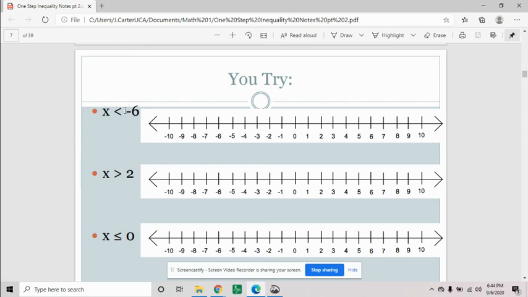So these problems right here, I screenshot for you and attached. So you'll just plot these right here. Starting at -6, you'll do either an open circle or a closed circle, and you'll put a line either going to the right or the left. Same with 2 and same with 0. So you'll plot x is less than -6, x is greater than 2, and x is less than or equal to 0. Now you can either print this or draw your own number line and put your circle and your line above it. Either one.